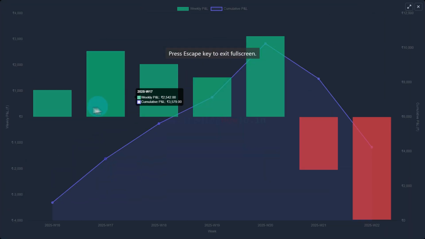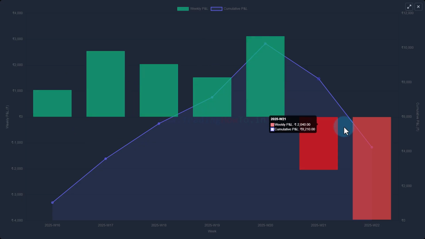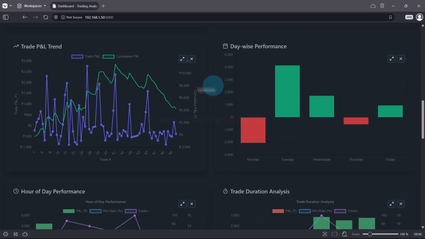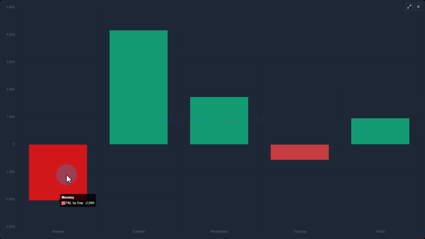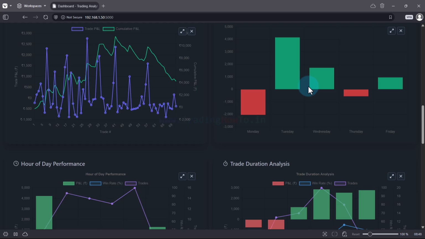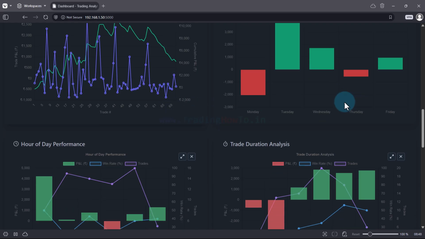If I expand that, you can see in the first 5 weeks I have made profit, and in the last 2 weeks I have made losses. And then I have day-wise performance. If I expand that, on Monday I have lost around 2000, Tuesday is the biggest day with 4000 profit, Wednesday around 1700 profit, Thursday loss, Friday around 1000 rupees profit. Now I have detailed data for all these things.